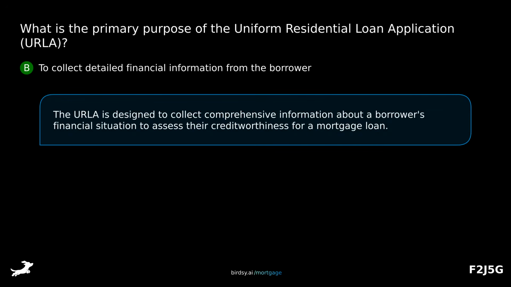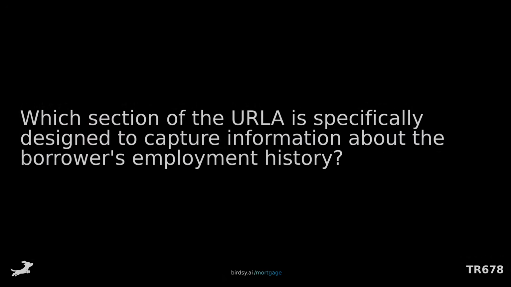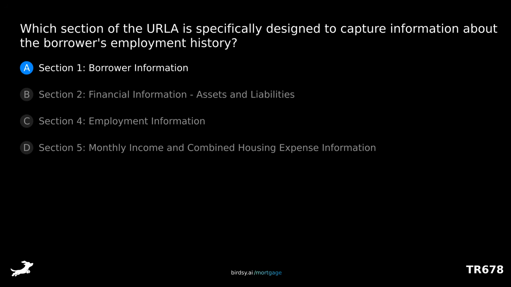URLA is designed to collect comprehensive information about a borrower's financial situation to assess their creditworthiness for a mortgage loan. Which section of the URLA is specifically designed to capture information about the borrower's employment history? Is it A, Section 1, Borrower Information? B, Section 2, Financial Information, Assets and Liabilities? C, Section 4, Employment Information? Or D, Section 5, Monthly Income and Combined Housing Expense Information?